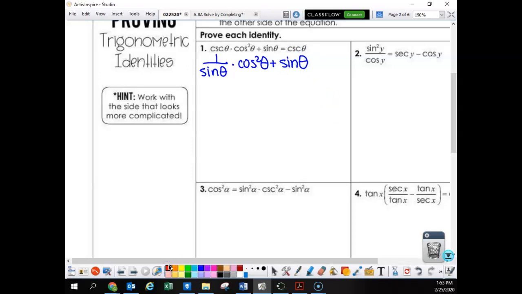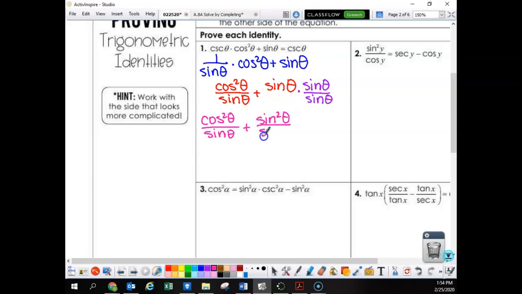All right, and now basically 1 over sine theta times cosine squared theta is cosine squared theta over sine theta, and I want to add sine theta to that. But in order to add fractions, what do we have to find? What is that called? A common denominator, right? And so the common denominator is going to be sine, so I have to multiply this side by sine theta over sine theta. And so once I do all of that, it'll be cosine squared theta over sine theta. And then sine theta times sine theta is going to be sine squared theta over sine theta.